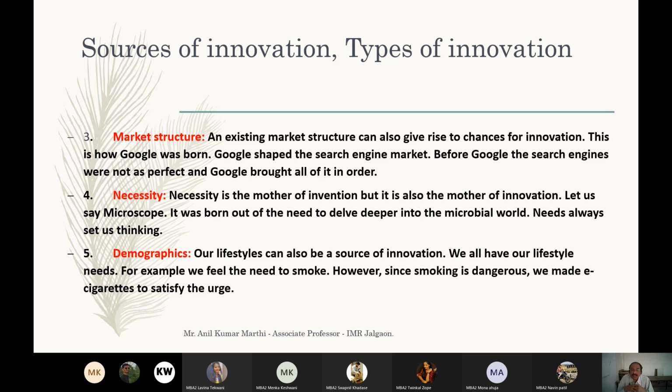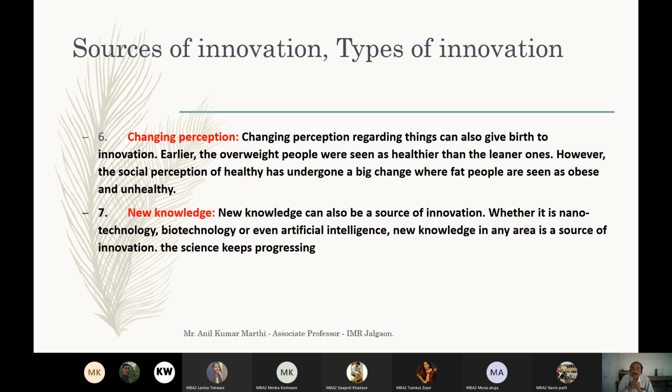So what we have seen till now, there are 7 sources of innovation. The first one is the unexpected source. The second one was the incongruities. The third one, market structure. The fourth one, necessity. The fifth one, demographics. And the sixth one is changing perception.